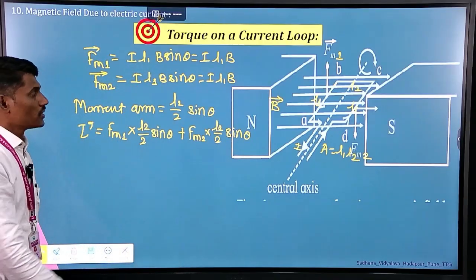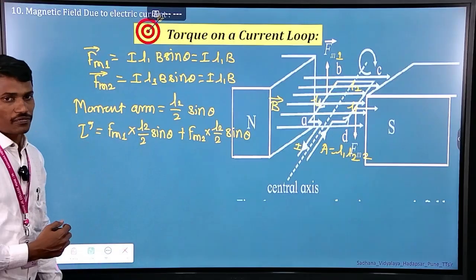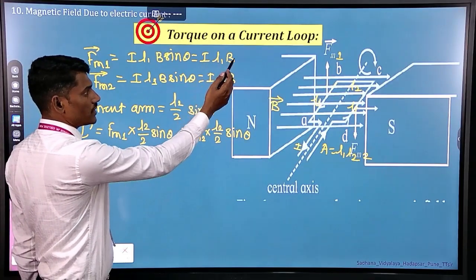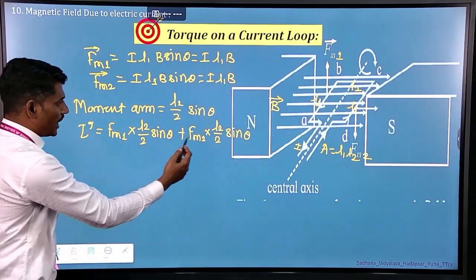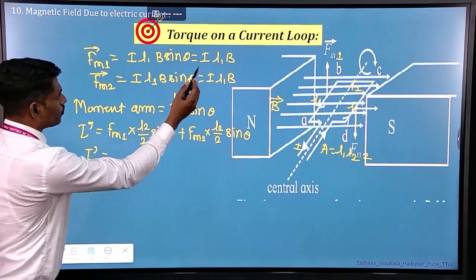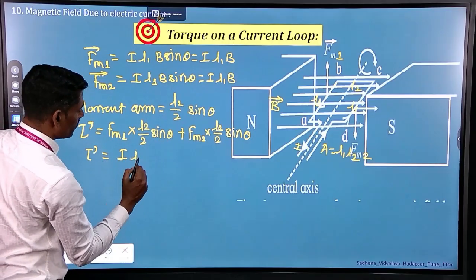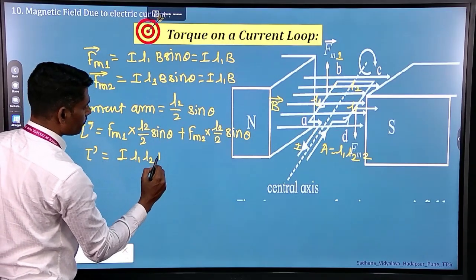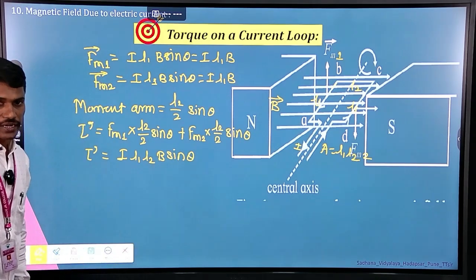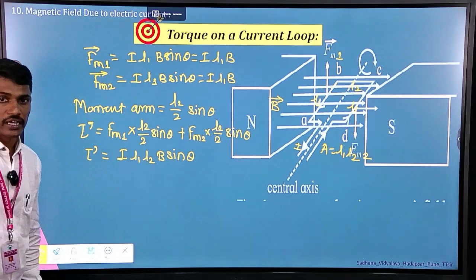Now, we know that here Fm1 is equal to Fm2. Here we put Fm1 and Fm2 equal to I L1 B, and after the addition the formula becomes tau dash is equal to I L1 L2 B sin theta, right. But this is the torque acting on a single current carrying loop.